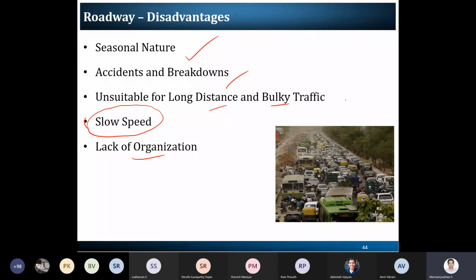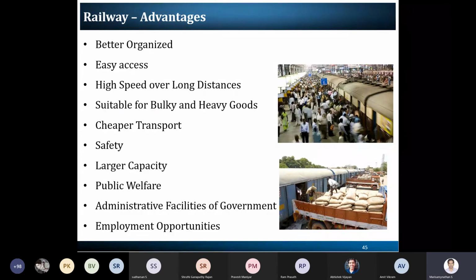Developed countries have homogeneous traffic, but that is missing in Indian conditions. We have mixed traffic conditions in our Indian scenarios. So these are the selected advantages and disadvantages. Other than that, some disadvantages might not be covered in this particular slide. If you have an idea, try to explore it on your own. This is with respect to the roadway.